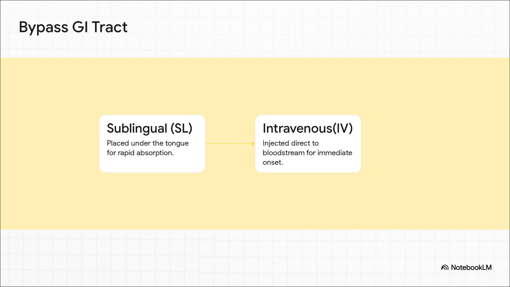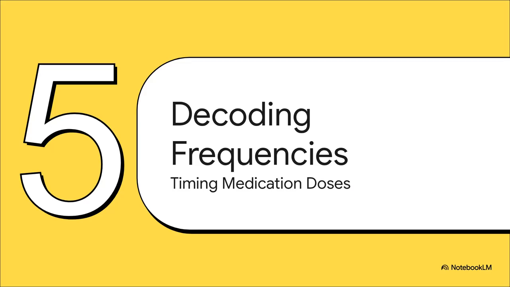Second is intravenous, or IV, which is an injection straight into the bloodstream. IV provides the absolute fastest onset of action, which is exactly why it's the go-to in emergency or hospital settings. The big takeaway? Both SL and IV routes completely bypass the GI tract and first-pass metabolism for an immediate systemic effect.